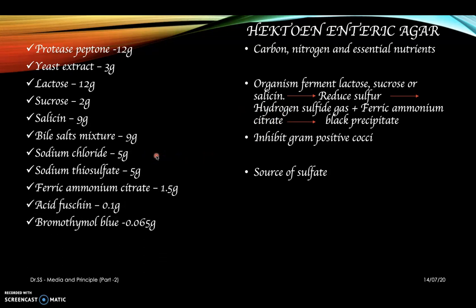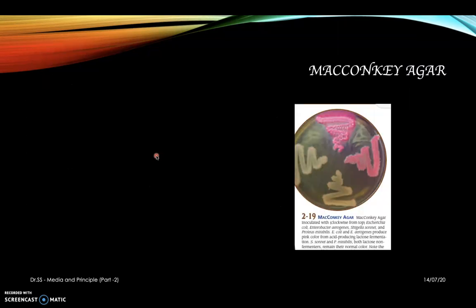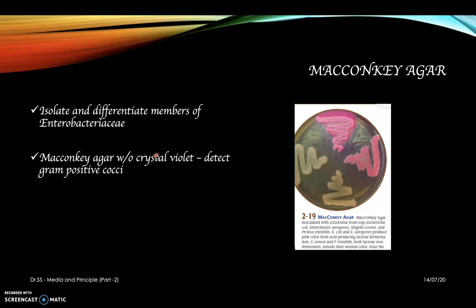And acid fuchsin and bromothymol blue. Acid fuchsin is a color indicator, and bromothymol blue is also a color indicator. Agar 14 gram and pH 7.5 plus or minus 0.2 at 25 degrees Celsius. Next, MacConkey agar. MacConkey agar is mainly used for the isolation and differentiation of members of Enterobacteriaceae. If we use MacConkey agar without crystal violet, we can detect the gram-positive organisms also.